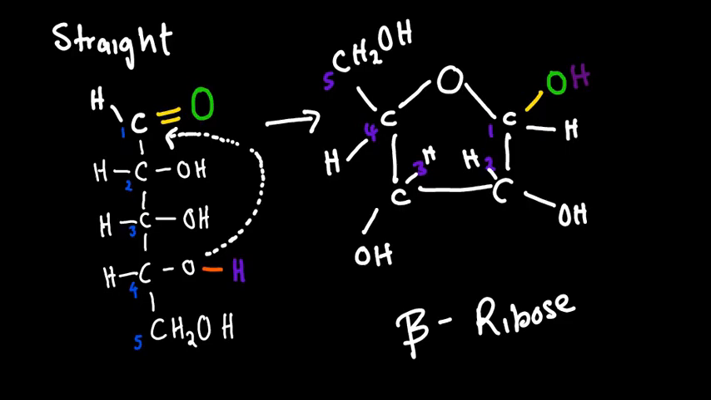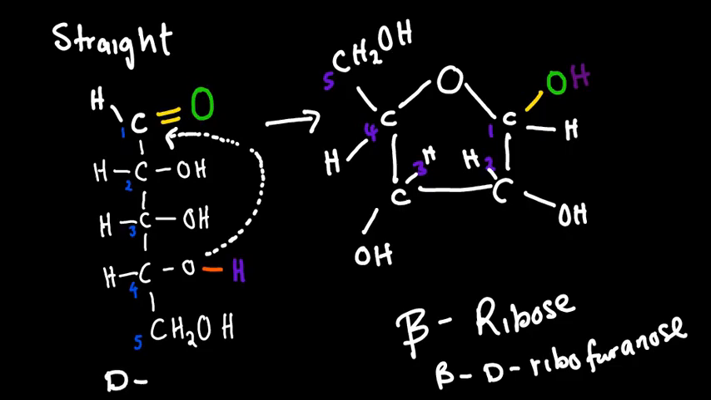And this actual name should be your beta D-ribose. So this is supposed to be ribofuranose. So furanose is the name that is given to this ring structure. This was just supposed to be D-ribose initially, and then it's converted into a ring structure form.